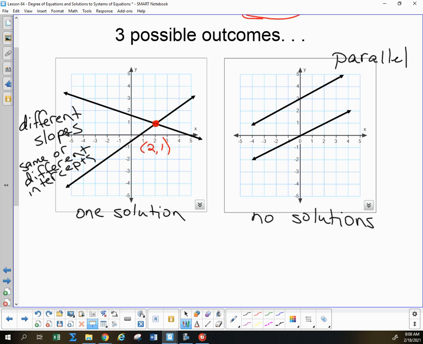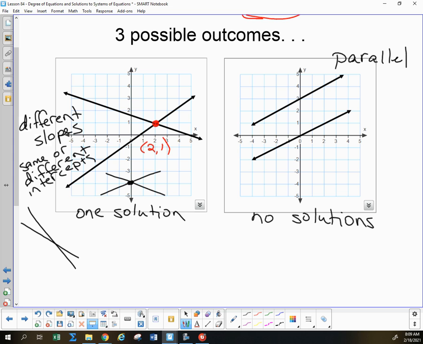The slopes do not have to be one positive and one negative. I could have a steep negative one and a not so steep negative one. I could have them where they cross right on the y-intercept. That's when they might have the same y-intercept.